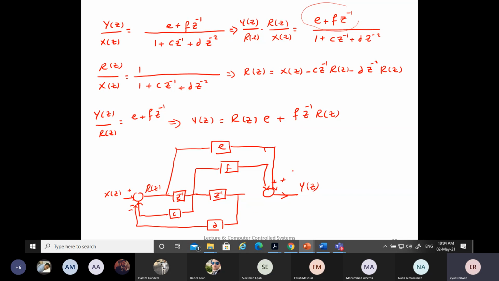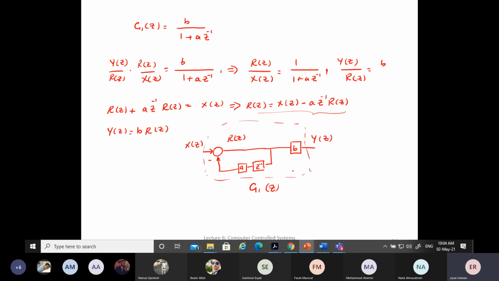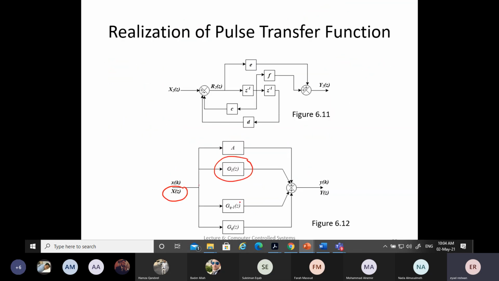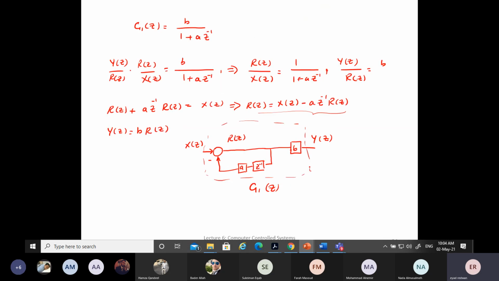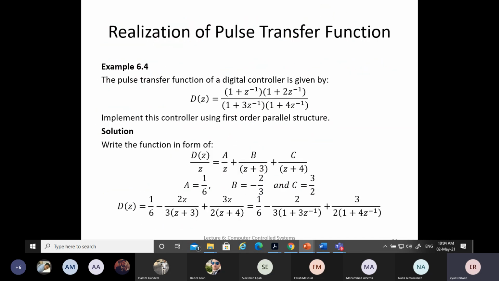So this is the second order term. So if I go back again here, this could be, for example, a second order term. So the second order term comes into this block with the input x of z and the output y of z. Let's have an example to finish off with this topic.